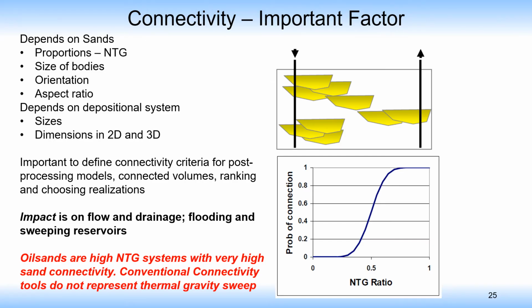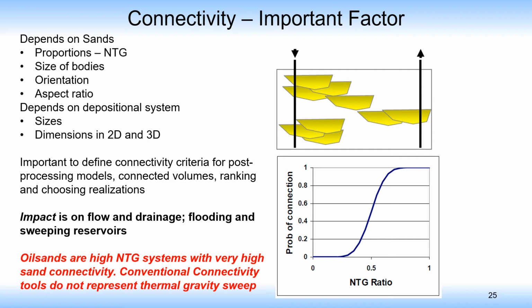So connectivity is our next topic. We want to understand the connectivity in the reservoir. Where is the steam going to go? In conventional reservoirs, this is an important factor as well. So this in clastics depends on the sands, the proportions, the size of the bodies, orientation, aspect ratio. Depends on your depositional system.